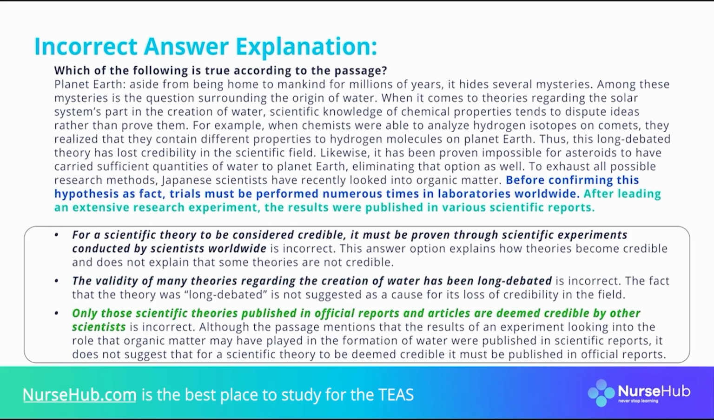Only those scientific theories published in official reports and articles are deemed credible by other scientists. This is incorrect. So although the passage mentions that the results of an experiment looking into the role that organic matter may have played in the formation of water were published in scientific reports, it doesn't suggest that for a scientific theory to be deemed credible, it must be published in official reports. Remember, you really have to use the evidence in the text to get the correct answer.